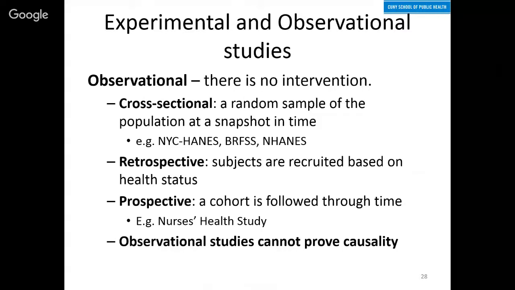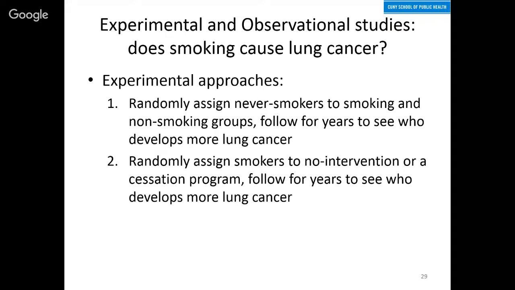Observational studies in general cannot prove causality because you're not intervening. There is a possibility that there are other unobserved things influencing the outcome that you're observing. So even though you observe people with different outcomes, with different exposures, there may be other differences that you're unaware of. Just as an example, does smoking cause lung cancer?